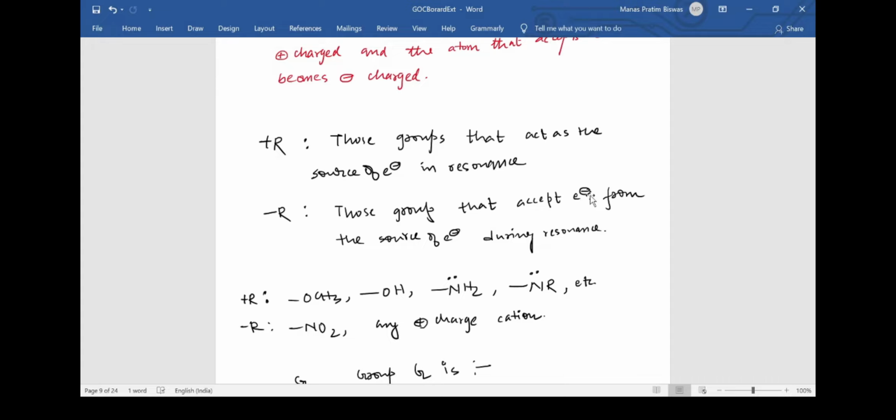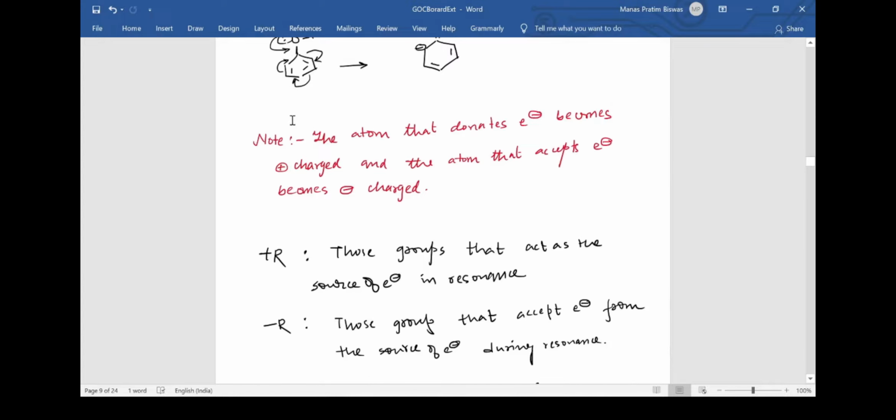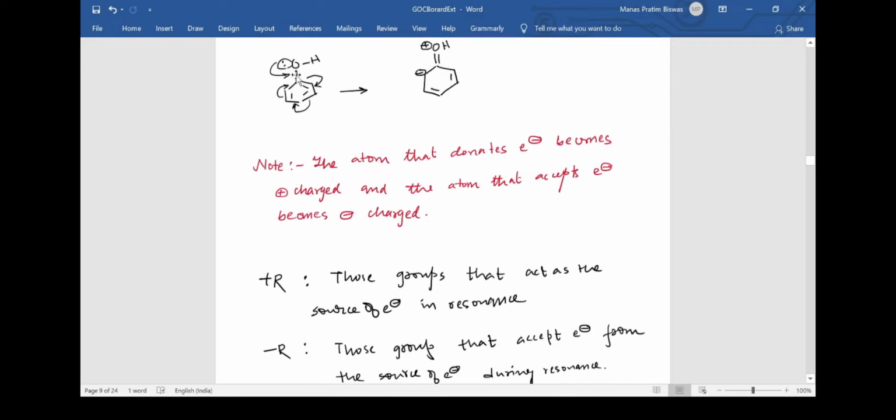This means the origin of the electron movement, from where the electron starts to move, might be considered a plus R group. Like in the previous example of phenol, the oxygen lone pair was getting shifted to the benzene ring. This means the oxygen lone pair is giving away its electron, so this oxygen is acting as the source of the electron. This means this OH group is acting as a plus R group.